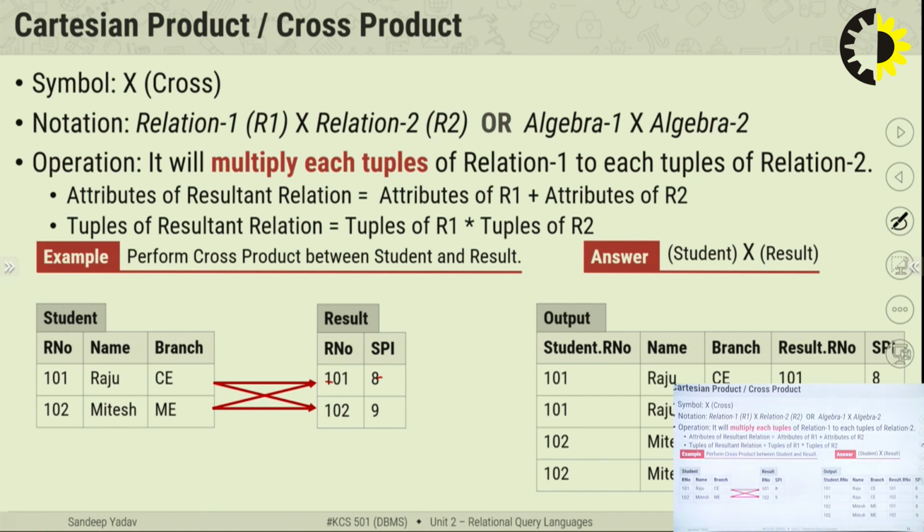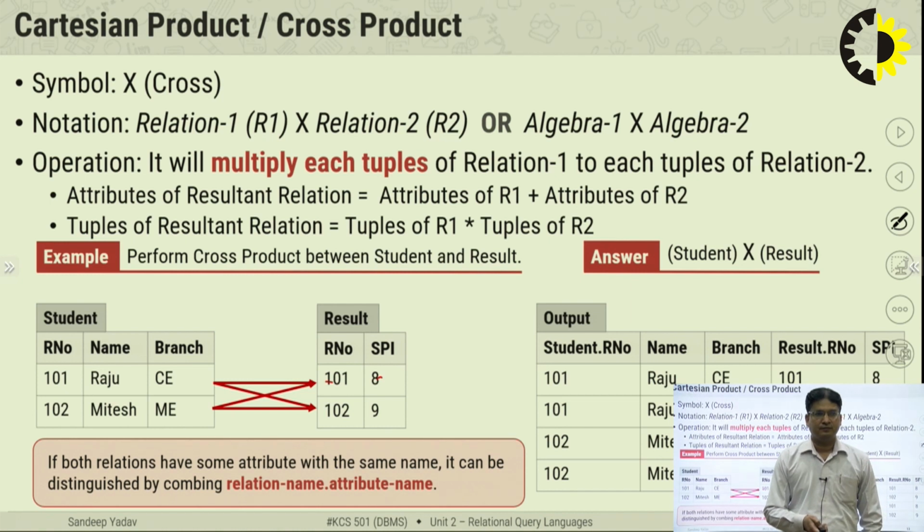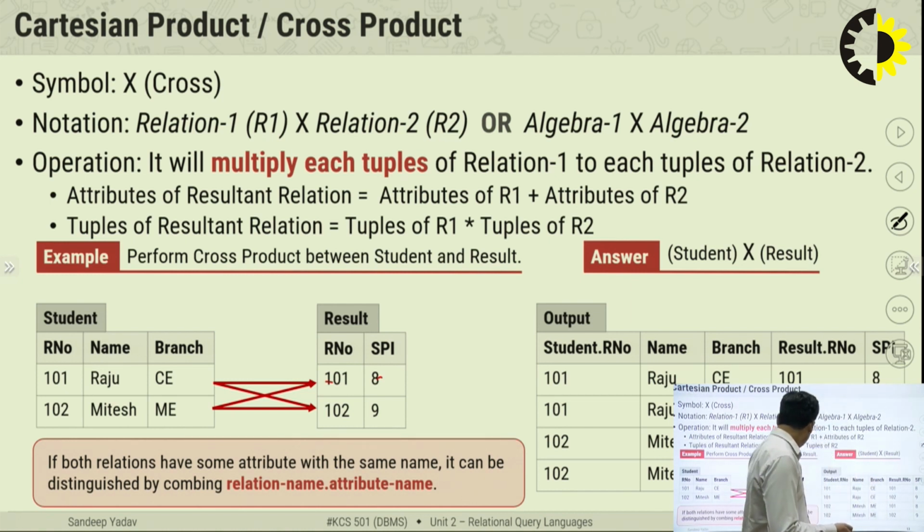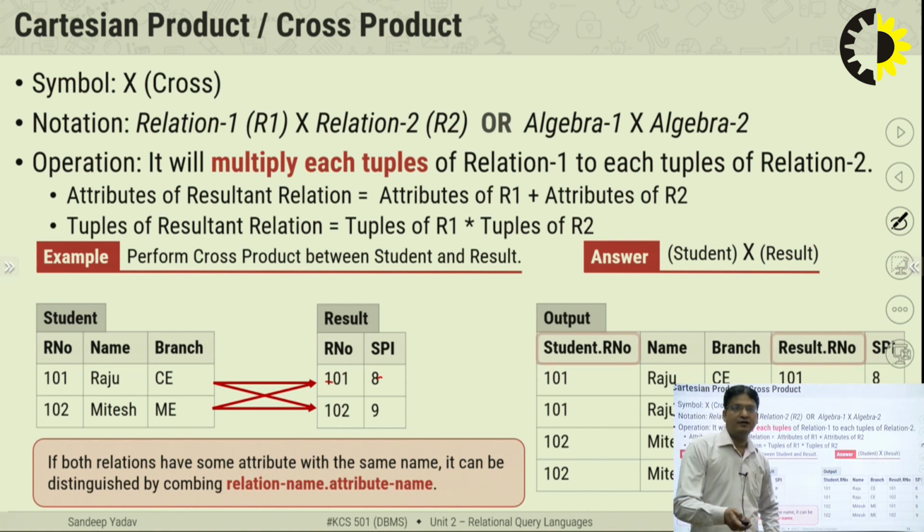So, Cartesian product as such is a useless operation unless some condition is specified. Otherwise, it will give you all the possible combinations, and no one is interested in all those. We need to carry out Cartesian product followed by certain select operations. If both relations have a common attribute with the same name, it can be distinguished by writing relation name dot attribute name, as I have stated earlier.